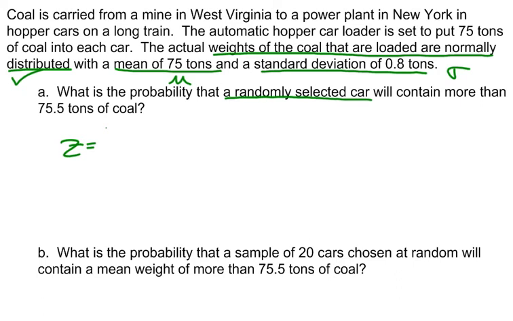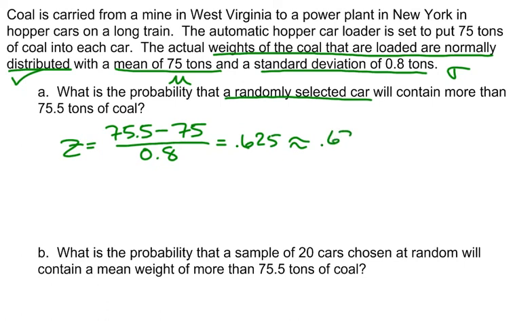Z is going to be 75.5 minus our mean of 75, divided by our standard deviation for the population, which is 0.8. When you do that, it works out to be 0.625. We'll round that off to 0.63. Remember, we have to use 2 decimal places for our z-scores. We look up 0.63 in the table, and that gives us 0.7357.